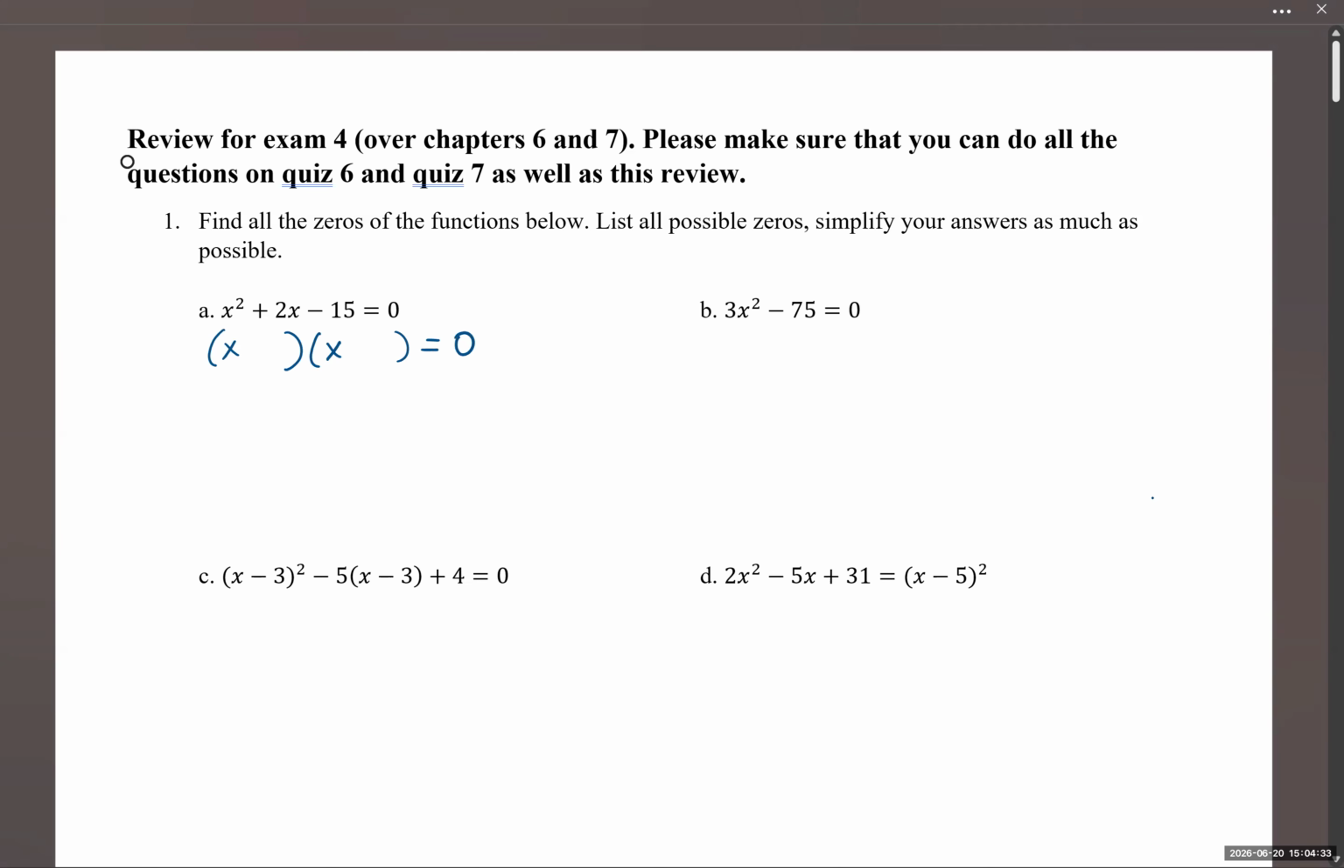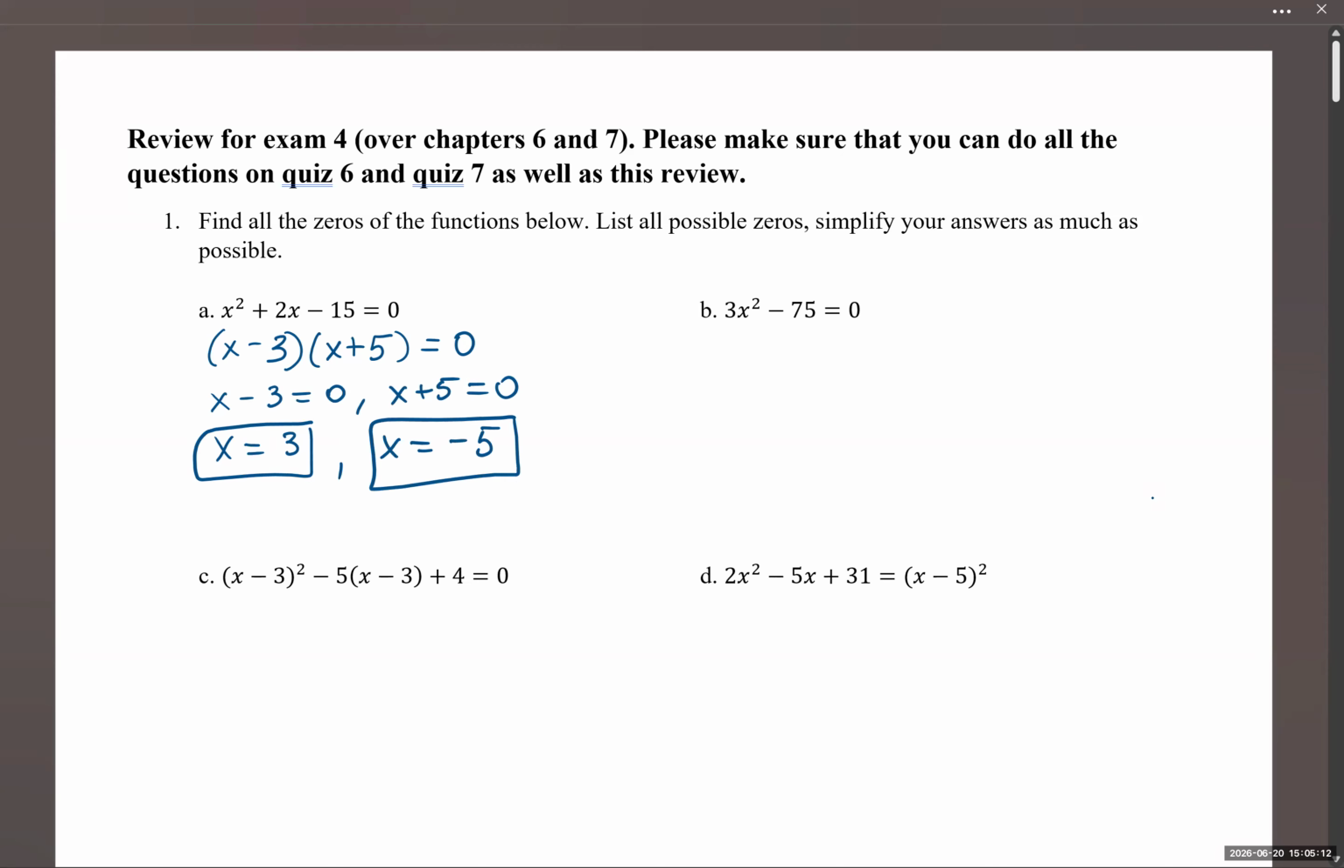Two numbers that multiply to negative 15 and add to positive 2. That would be 5 and 3. And then on the signs, the plus has to go with the bigger number so that when you're adding it together, you get the plus 2. When you multiply the negative 3 and the 5 together, you'll get the negative 15. Now the zero factor property tells us that either x minus 3 is 0 or x plus 5 is 0, which means x equals 3 or x equals negative 5.